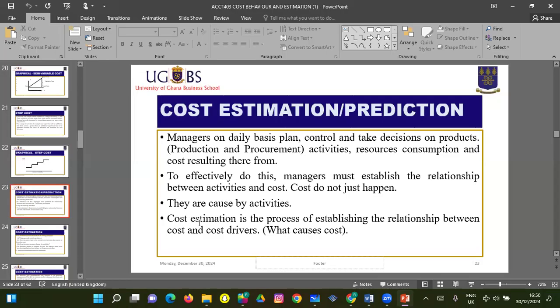Cost estimation is the process of establishing a relationship between cost and cost drivers. As in what causes cost.